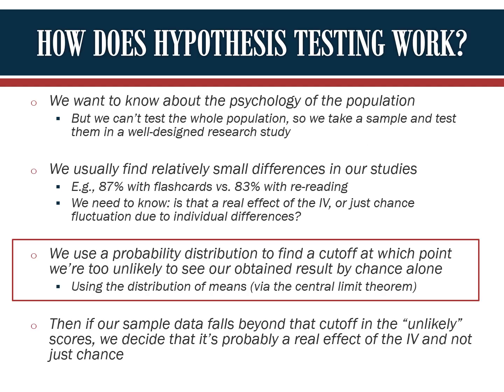All right, now we talked about this last time, this sort of broad overview of how this process works. We want to know about the psychology of the population. Of course, we can't test the whole population, though, as we talked about in sampling and probability. Instead, we have to take a sample and test them in a well-designed research study. We usually find pretty small differences in our studies, like that example of getting 87% average with flashcards versus 83% average with rereading. That's way more common than either a really enormous difference or a really, really tiny non-existent difference. More likely, we have this sort of relatively small difference. And we have to know, is that a real effect of the independent variable, or is it just chance fluctuation due to individual differences?